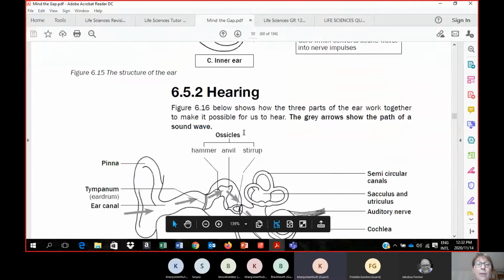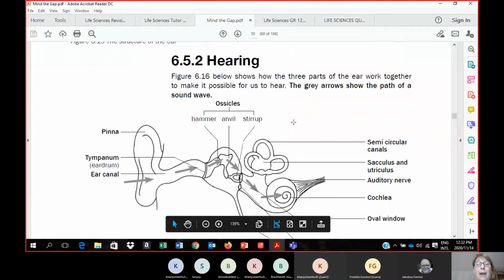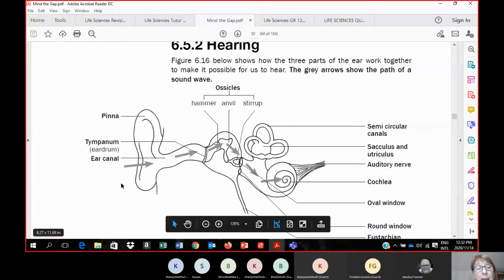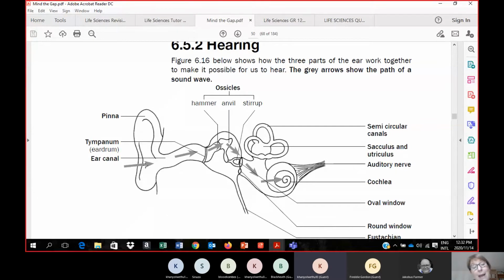Now the process of hearing. There they show by means of arrows the direction that the sound waves go. They get picked up by the ear pinna, travel down the auditory canal. That causes the eardrum to vibrate. That in turn causes vibrations of the three bony ossicles. That then causes the membrane of the oval window to vibrate.